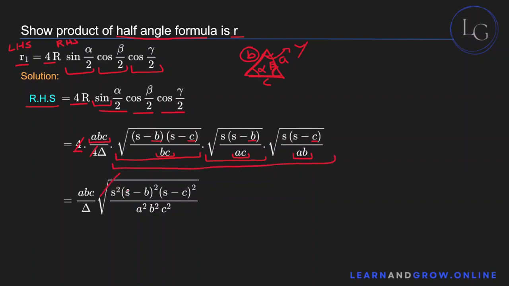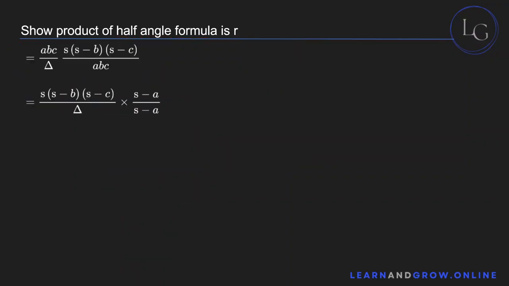Now you can cancel out this under root sign with these squares, right? So you get this. Now you can cancel out this ABC with this ABC, and you're eventually left with this expression, right? And you multiply this expression with S minus A into S minus A. Why? Because S minus A is missing from this numerator, right?